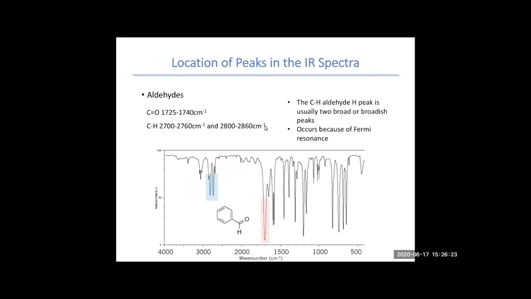So now looking at an aldehyde. Aldehydes have a carbonyl peak around 1725 to 1740. They also have a CH peak that's unique. The unique CH peak shows up between 2700 and 2760. There's also a second peak between 2800 and 2860. These two peaks occur because of Fermi resonance. The CH aldehydes tend to be broad-ish peaks.